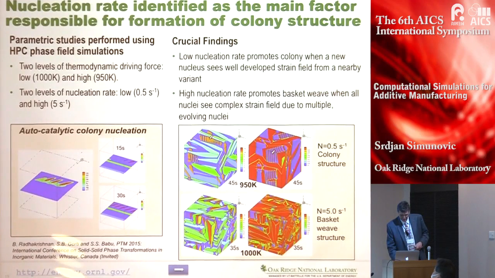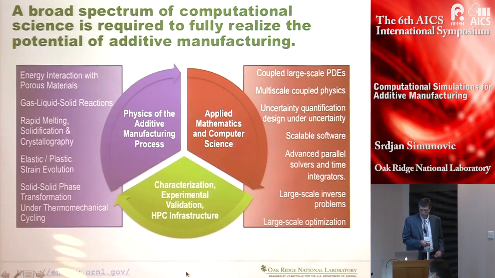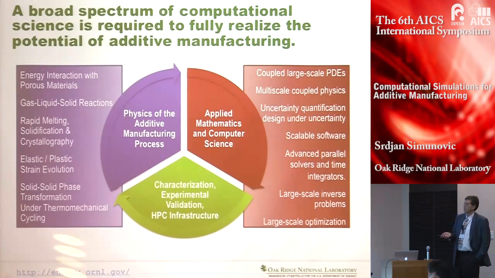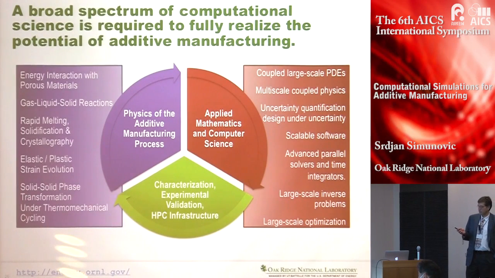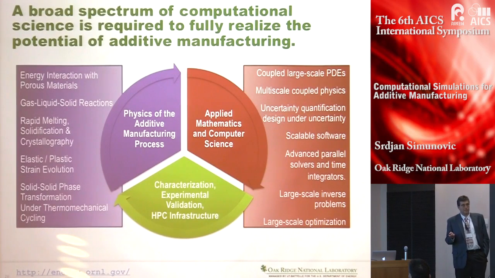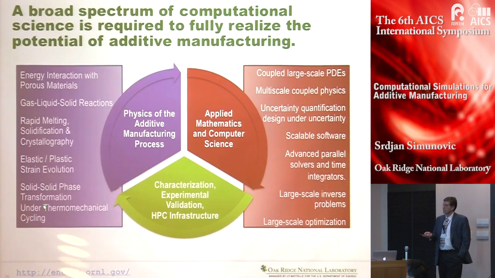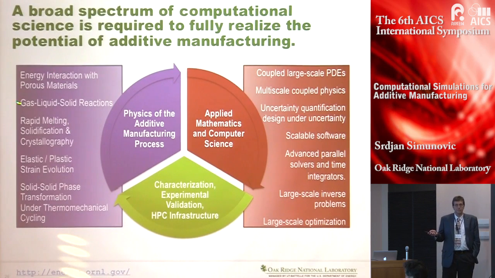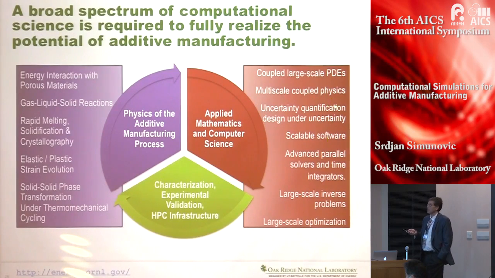Let me then skip through the polymer part. I will just include it in the material for the presentation and summarize the talk by saying that there is a broad spectrum of the computational science that is required to fully realize the potential of additive manufacturing. On your left side here, you see all the physical phenomena that we are attempting to resolve and to simulate. And then on the right-hand side, you see all these computational science issues and applied mathematics issues that are obviously all in the domain of high-performance computing.